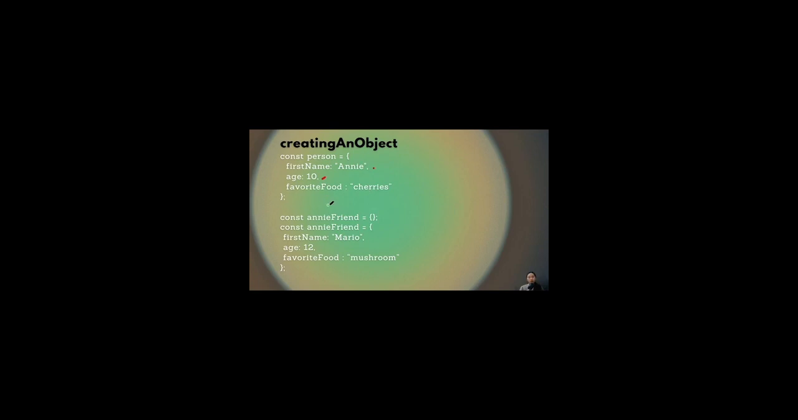And moving on to Annie's friend, right? Annie's friend, this is another way of creating and assigning an object. You can have it empty and then add everything else in at a later date, right? It's basically the same thing, but you get to add in the properties much later if you'd like. First name, Mario, age 12, favorite fruit, mushroom, okay? They're the same thing. They operate the same way.